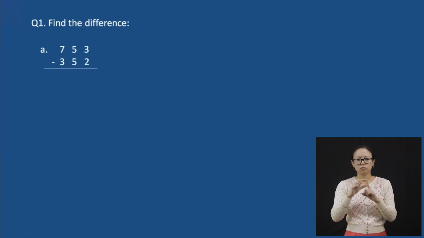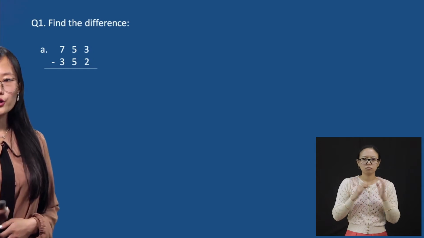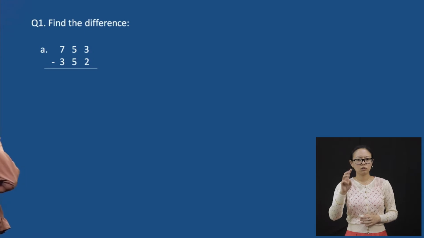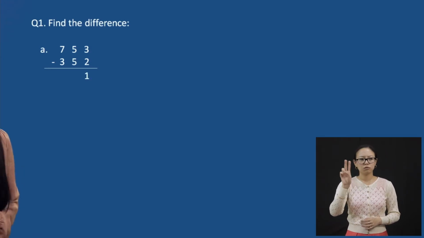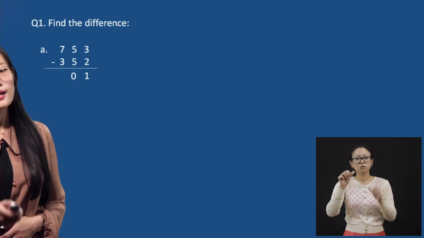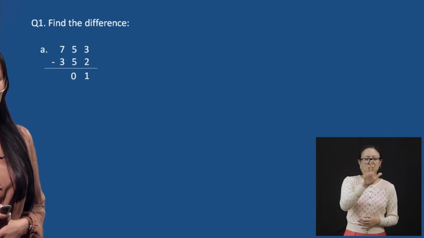The first question here is 753 minus 352. So 3 minus 2 is 1. Next, tens, 5 minus 5 is 0. Then 7 minus 3 will be 4.